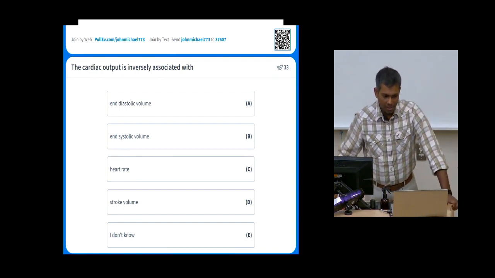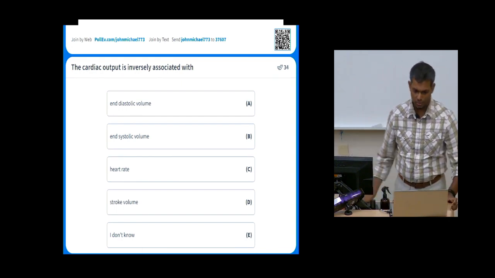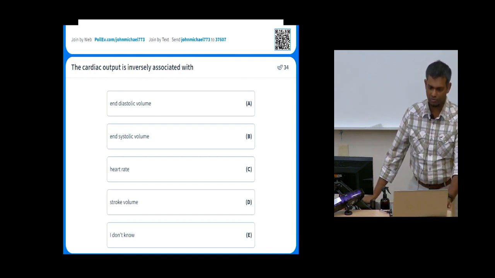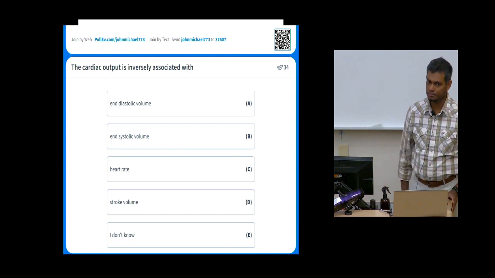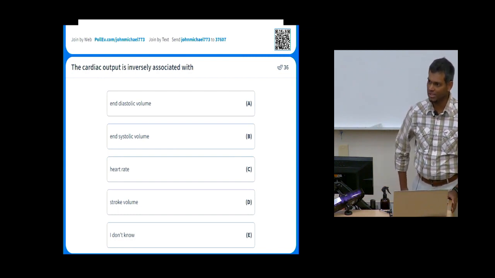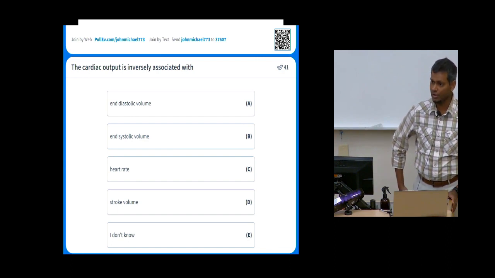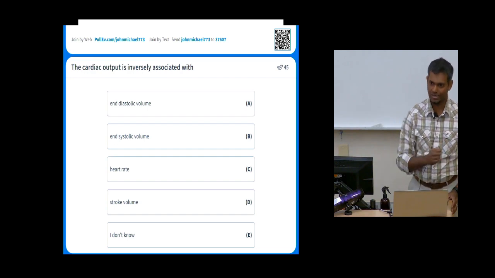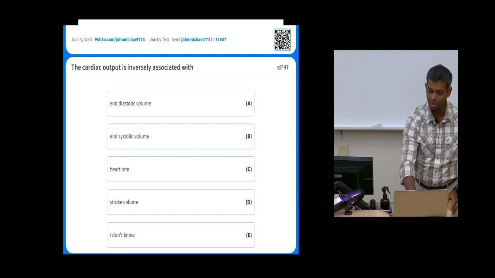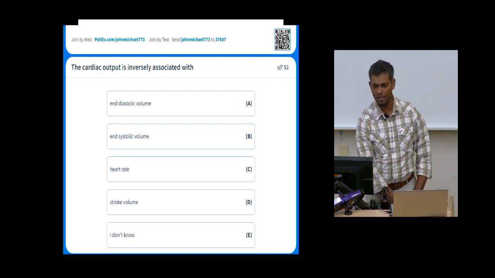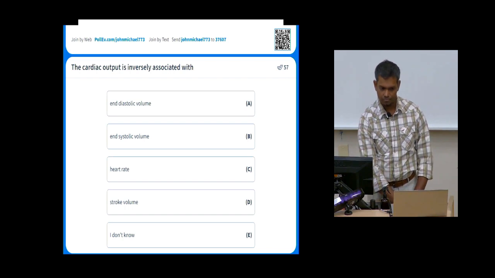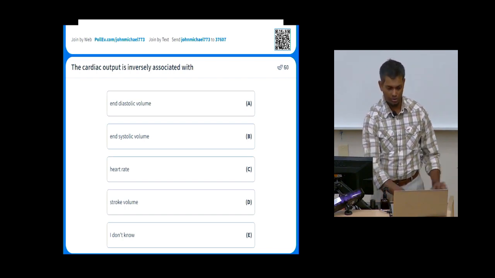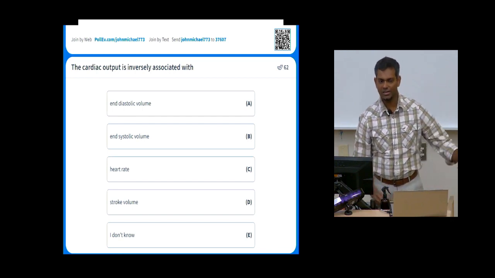Here's a question about the cardiac output, right? The cardiac output is inversely associated with end diastolic volume, end systolic volume, heart rate, and stroke volume. So what is it inversely associated with? In other words, you can also interpret this question as: cardiac output would decrease if there is an increase in end diastolic volume, or an increase in end systolic volume, or an increase in heart rate, or an increase in stroke volume. Right? That's another way you can think about this question. So increasing which of the following will cause a decrease in the cardiac output?